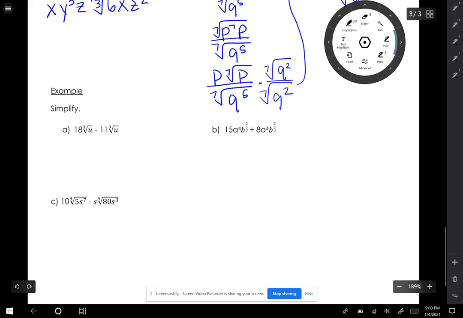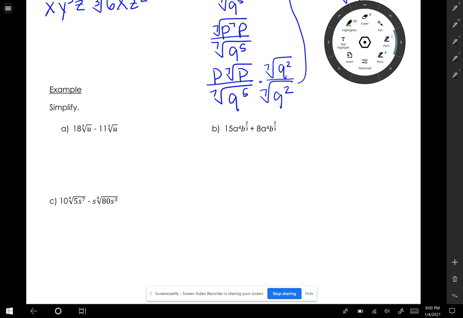Okay, so this is our last set of problems here, and we're going to simplify them. So for the first problem, we have 18 times the cubed root of u minus 11 times the cubed root of u. Since they both have a cubed root of u, they're like terms. So you can just take those coefficients and subtract them. 18 of these cubed roots minus 11 of these cubed roots gives you 7 of the cubed roots of u. And that's it.